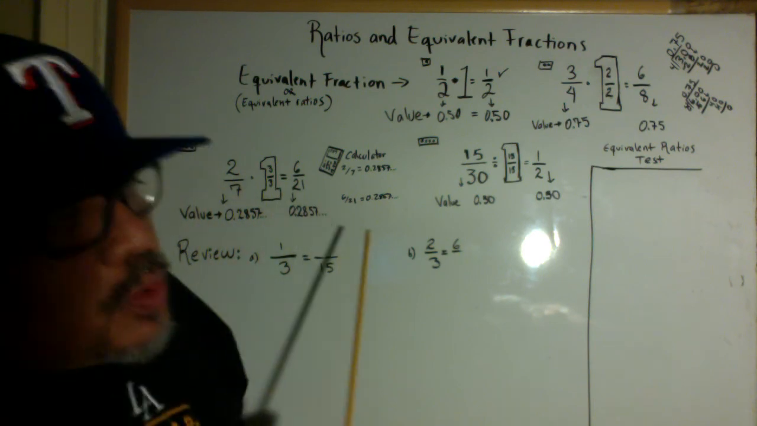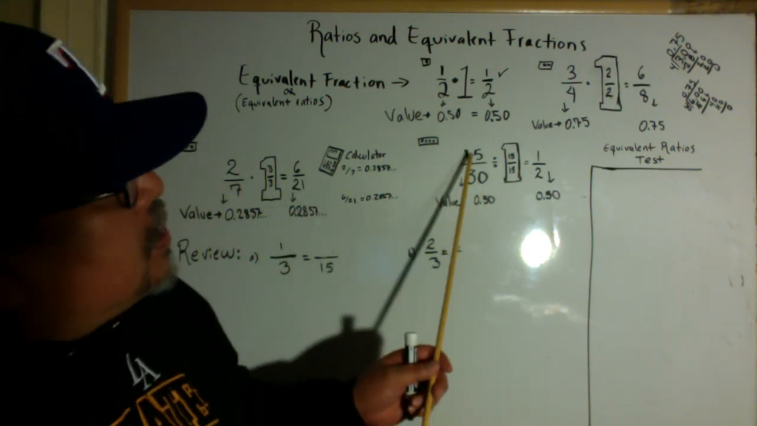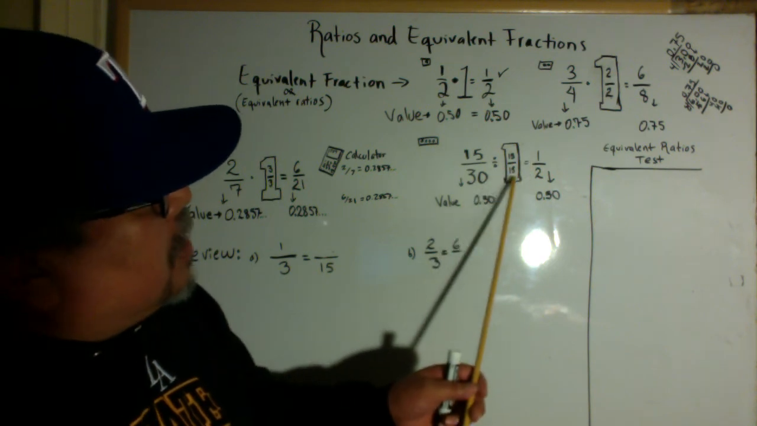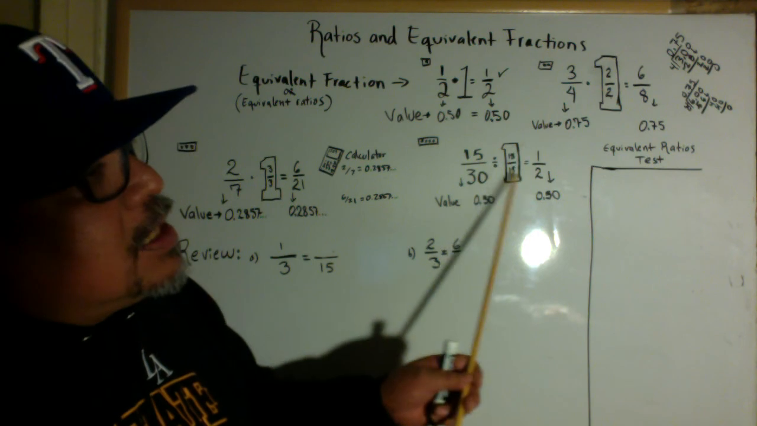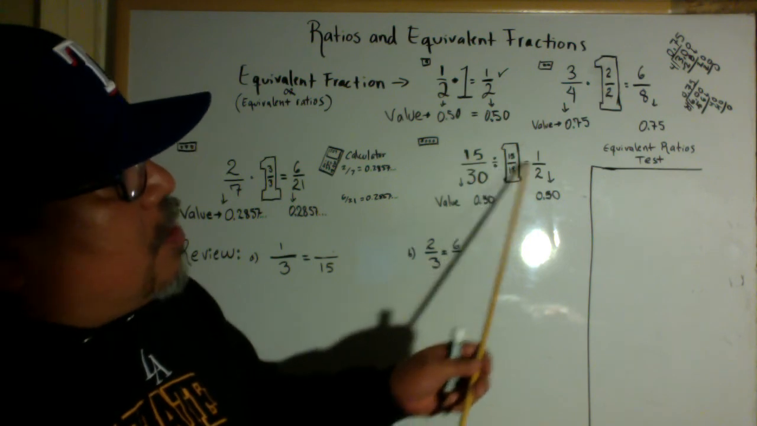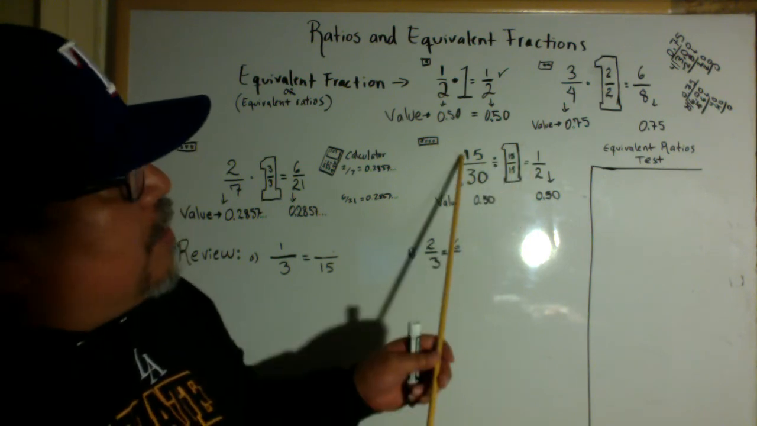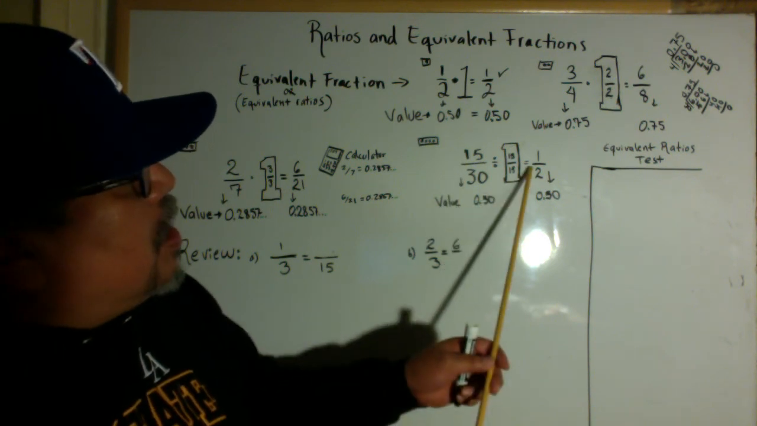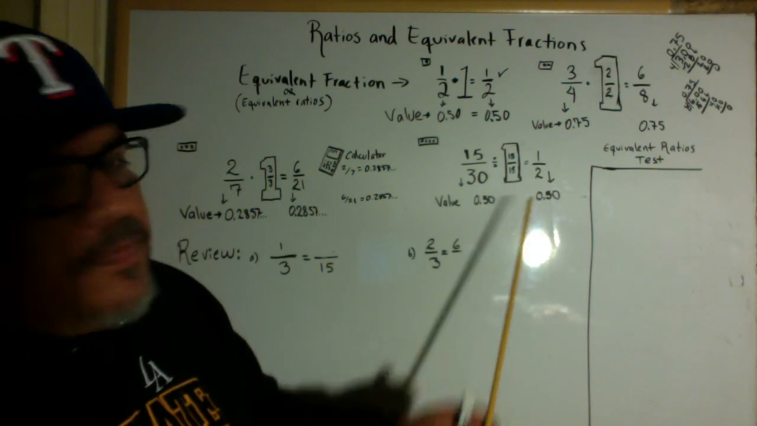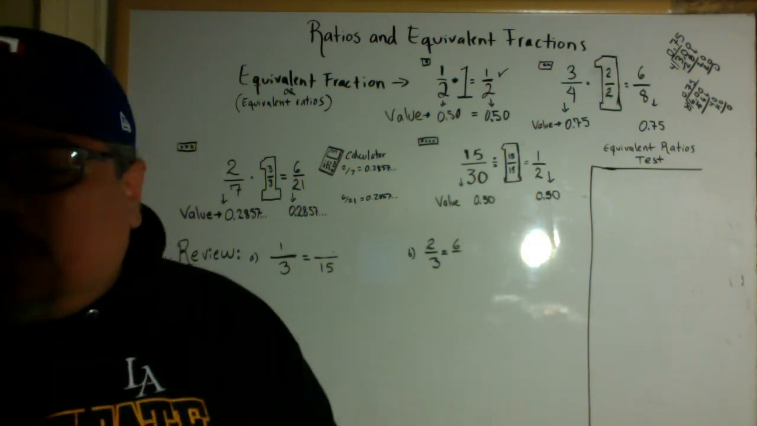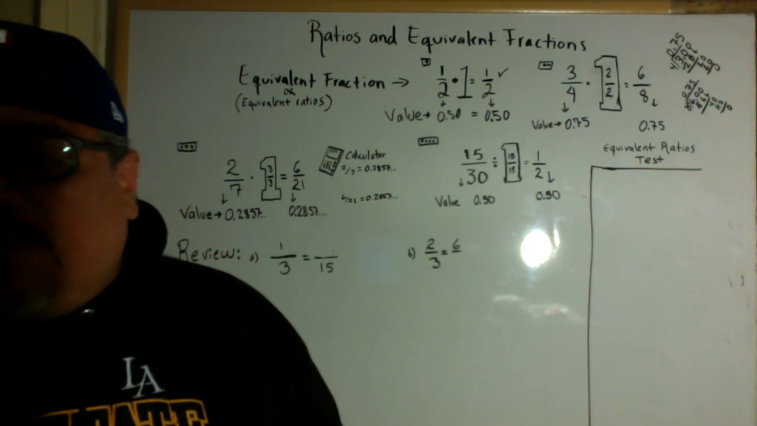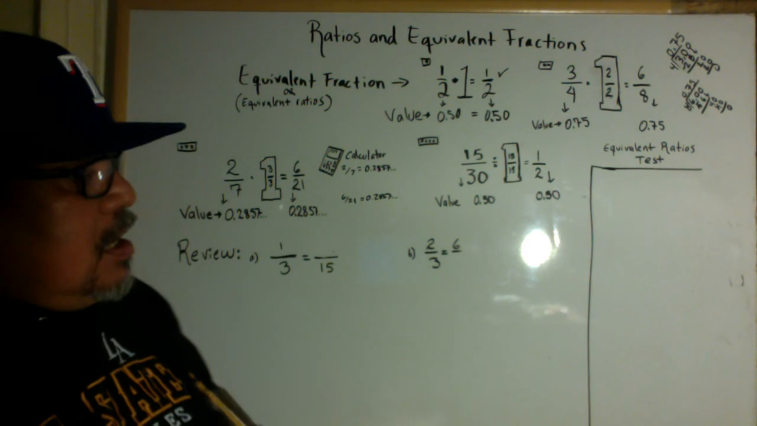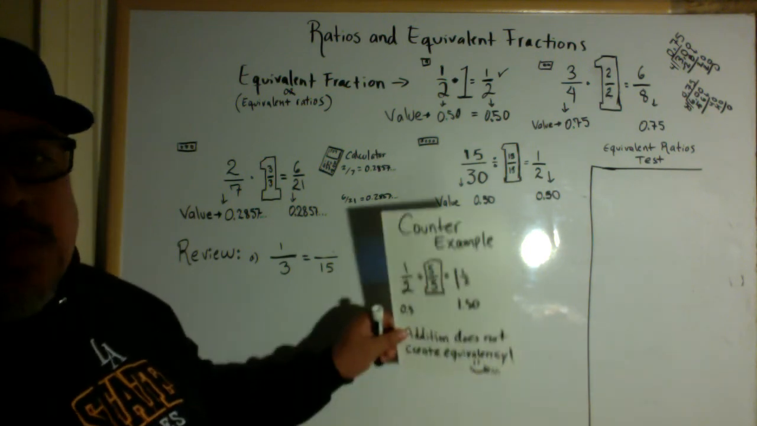It also works with division. 15 divided by 15 equals 1. 30 divided by 15 equals 2. As you can see, this is a 1. When you divide a number by 1, you also get the same value. 15 over 30, its value is 50 hundredths. And 1 over 2, or 1/2, is also 50 hundredths. It works both with multiplication and division. It does not work with addition or subtraction. Addition or subtraction will be something different.